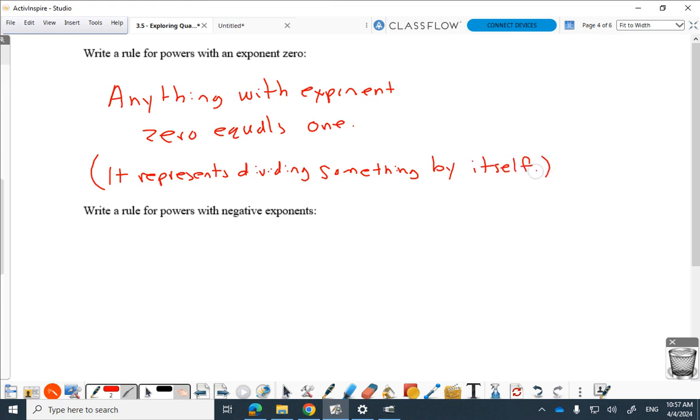If somebody says, why would you even need a 0 exponent? 0 exponents only come from dividing something by itself. Question? I had a question. What about 0 to the power of 0? Oh, that's a great question. Oh my goodness. It's a great question.